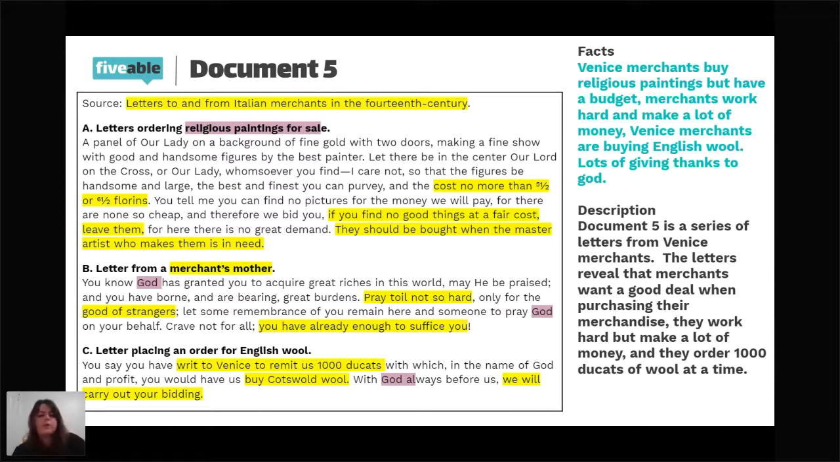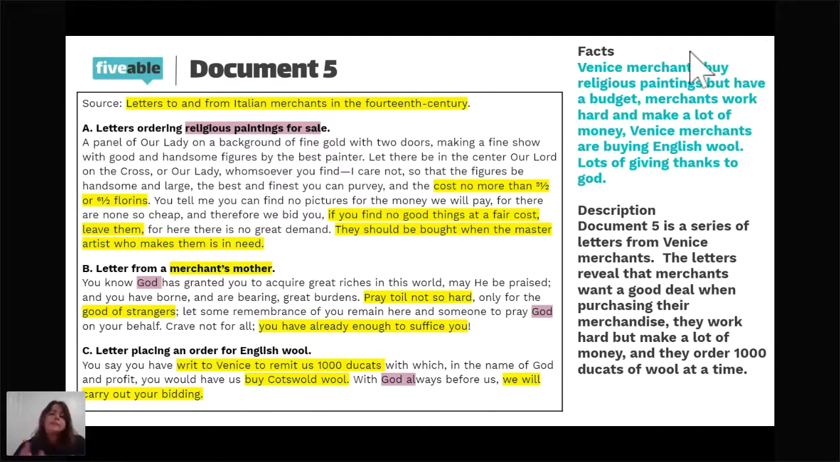Letter placing an order for English wool. "You say you have writ to Venice to remit us 1,000 ducats, with which, in the name of God and prophet, you would have us buy Cotswold wool." This one was really hard to read. Okay. So Venice wants 1,000 ducats worth of wool. Cotswold is in England. "With God always before us, we will carry out your bidding." Okay, so they're saying, I'll get you your 1,000 ducats worth of this wool. All right, so this one was a little tricky.